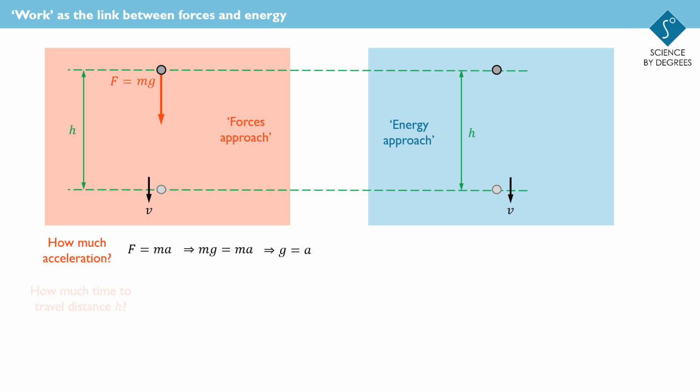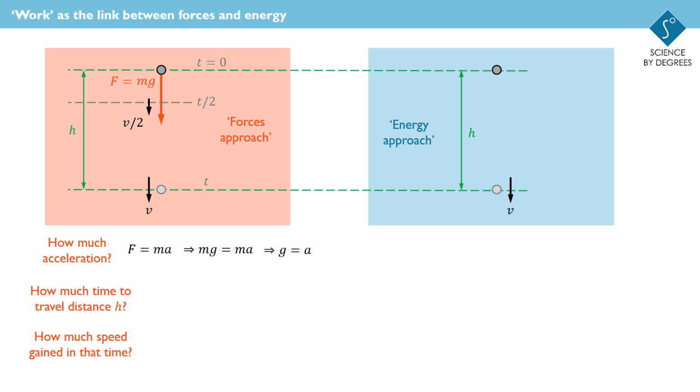Now we know the acceleration, we can find how much time it takes to travel the distance h, and then how much speed it has gained in that time. So here goes. The distance travelled, h, is equal to the average speed multiplied by the time taken, and we'll call this time t. Because the acceleration is uniform, the average speed will occur at time t over 2, and will be half the final speed v, that is, v over 2.